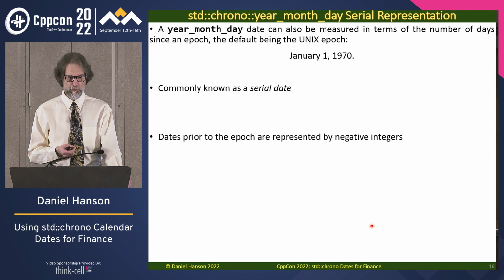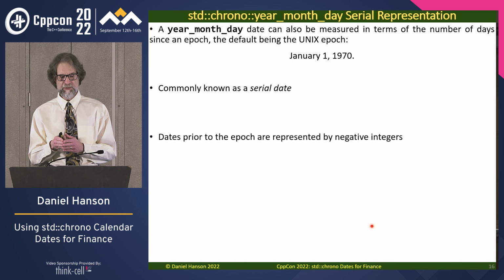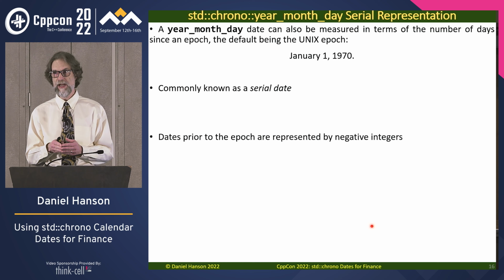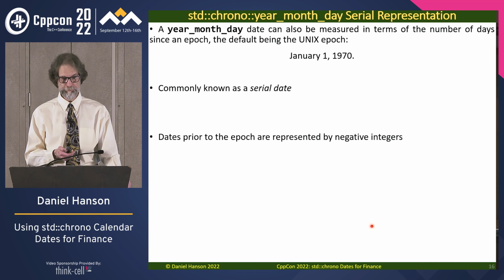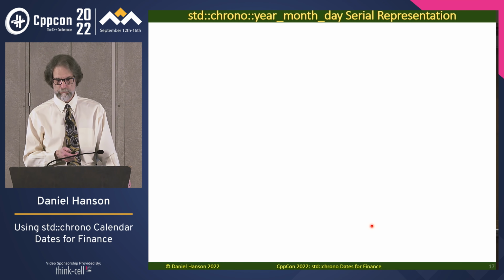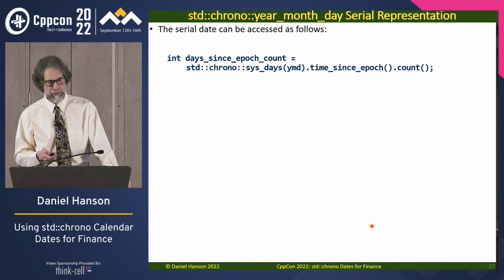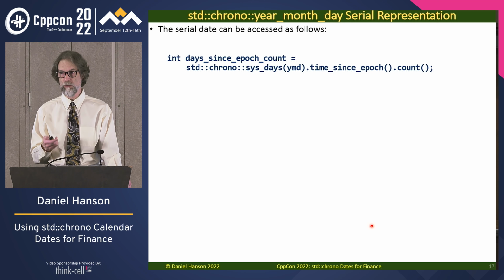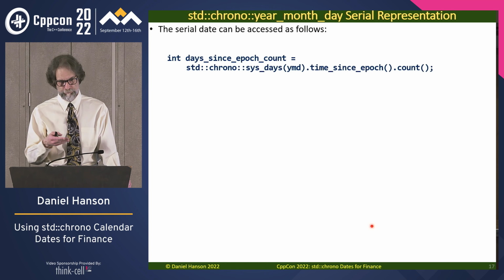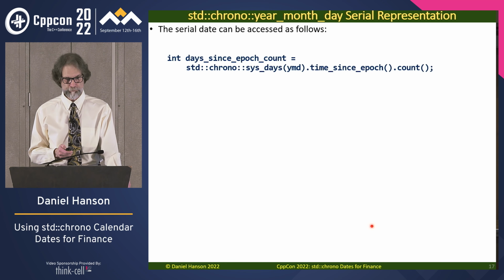With std::chrono, though, the dates that are before the epoch are represented by negative numbers. So they're still legal, but they just have negative serial numbers. And then the serial date can be accessed as you see here. I'll just go through an explanation of it. You have to do some conversions and things here.